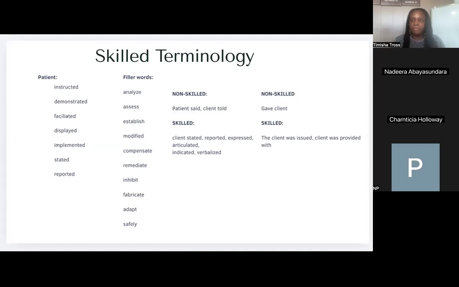Okay. Yep. Excuse me, the word inhibit, what kind of situation do we use inhibit in our documentation? It's a filler word that I don't use that much.